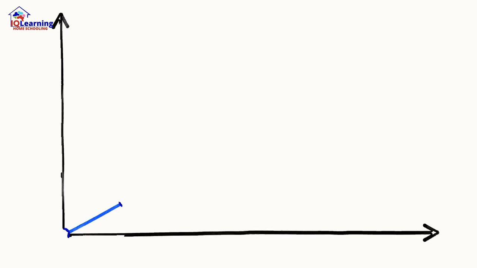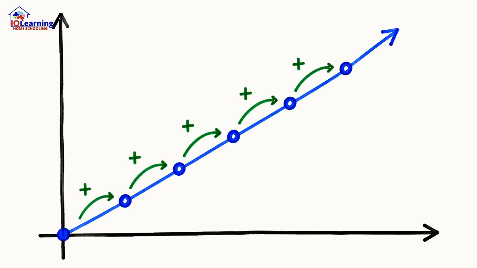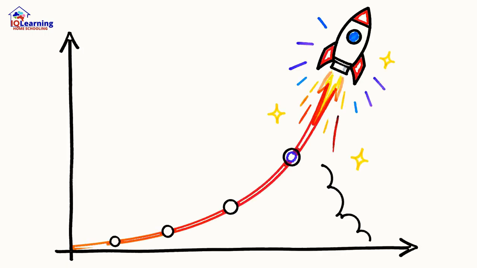So what's the core distinction? Arithmetic is steady addition. It's a straight line on a graph. Geometric is explosive multiplication. It's a curve that shoots for the sky.